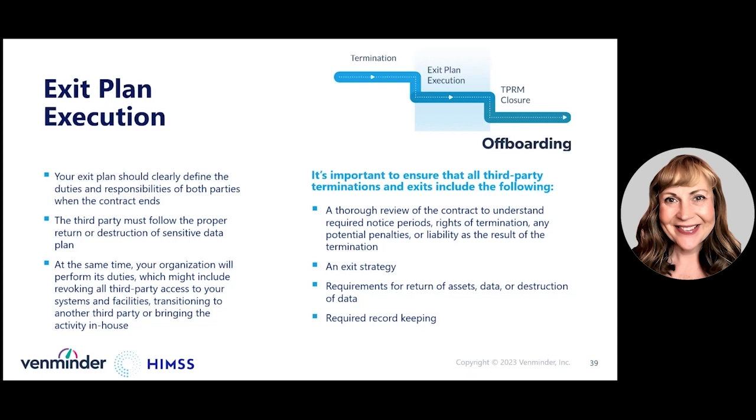So it's really important with your exit plan to outline all the responsibilities of both the vendor and your organization so that you can safely and securely close down the relationship. And it can include things like making sure you get sensitive data back or ensure that it's destroyed. You'll need to revoke all the access to your networks, data, and facilities. And at the closure of the exit process, the last step is that administrative process, or that TPRM closure.